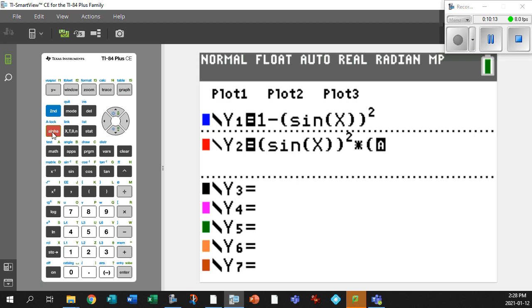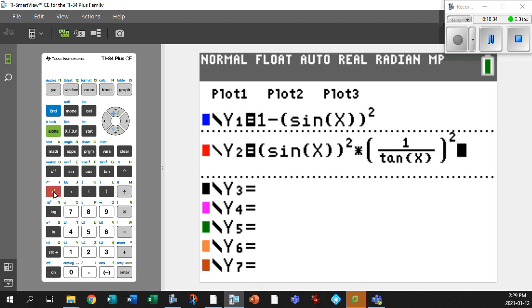So here we go. Alpha, there we go. There's our fraction, 1 over tan. So you got to do it that way, unfortunately, because this beautiful calculator does not do the secondary trigonometric ratios. So you got to do it that way. And of course, this is squared. So what are you going to see?